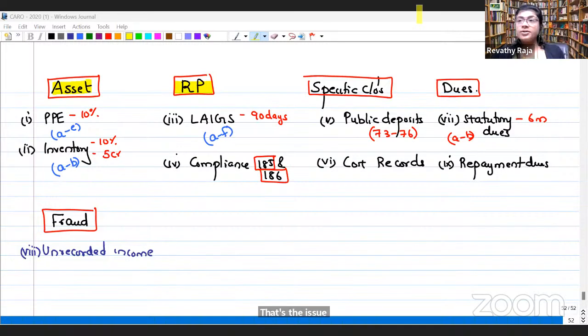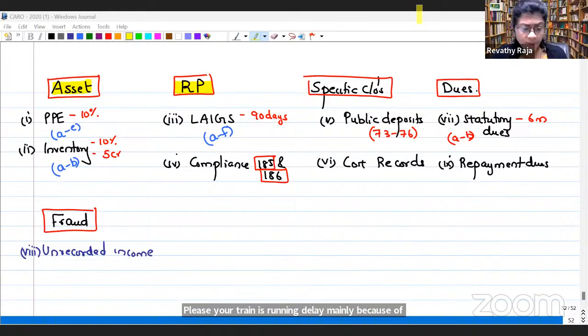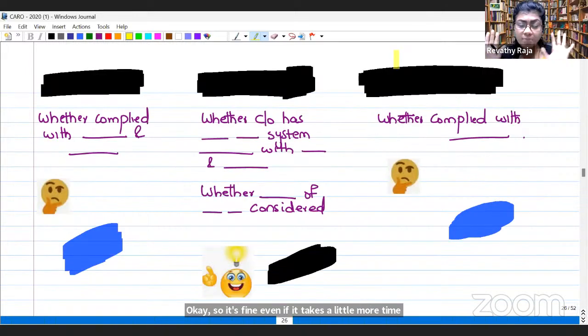Our train is running delay. Passengers, for your kind attention, please. Your train is running delay mainly because of doubts, but I'm really happy if all the doubts are cleared. Is there any doubt which I've kept unclear till now? All okay? Okay. So it's fine. Even if it takes a little more time of mine, it's fine. But CARO should be pakka for you. And at the end of the session, I want assurance that you have studied CARO. But you have to revise, that's that.